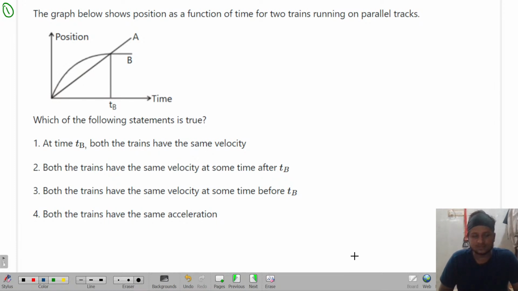Can anyone solve? The graph below shows the position as a function of time for two trains running on a parallel track. Which of the following statements is true? Anyone? 1 minute more for the question.